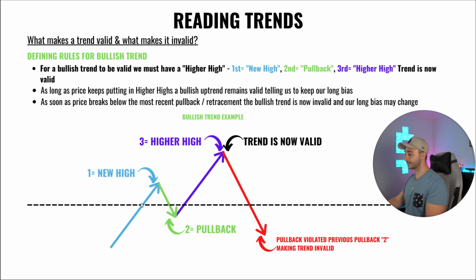So once again, we have our extension. If our starting point was here, this would be our first initial extension, which creates our new high. We then have a pullback, and then we have another extension, which creates our higher high, and the trend is now valid. This green move, the pullback, never came back below the blue starting point, but this red bar came below the green arrow. As soon as it breaks below that, it is now invalid, and it gives us an idea that the bullish trend may be over and a reversal may be coming.